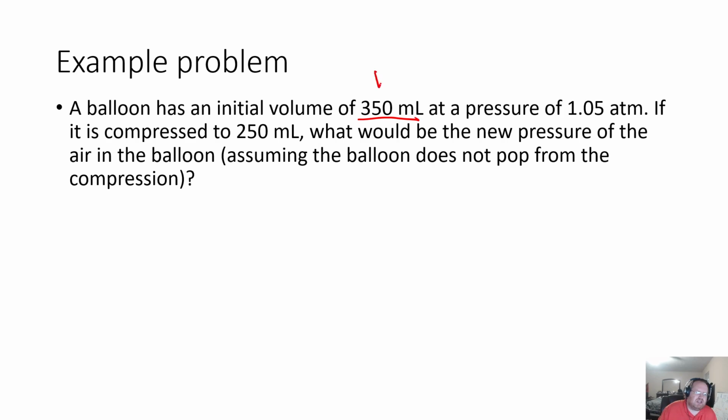But this is going to be my initial volume. This is going to be my initial pressure. This is going to be my final volume. And I want to know what would be the new pressure. That's a good way to know. I want to know P2.